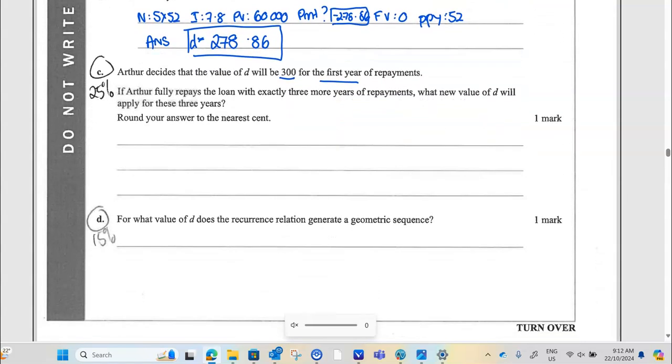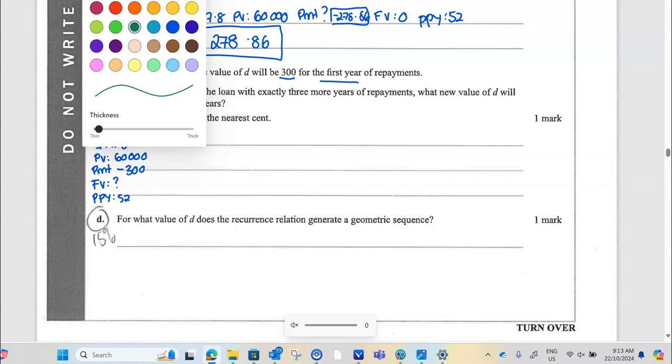So we need to first know where we are. This is like a change of scenario. So we probably will do our finance solver to find out where he is after the first year. So the first year is 1 year of 52. The PV is still he loaned 60,000. Now payments, they've told me they're going to be -300. Well, because they said that. FV is what I want to know, and PPY is 52.